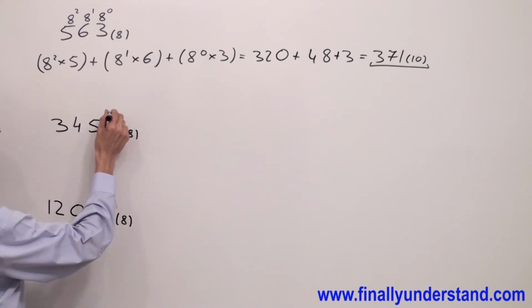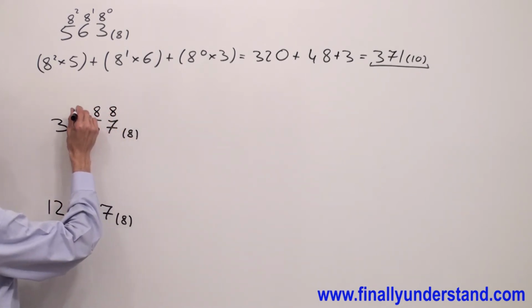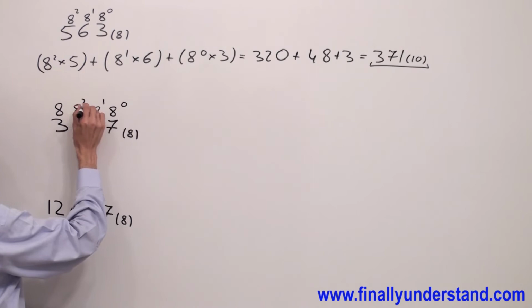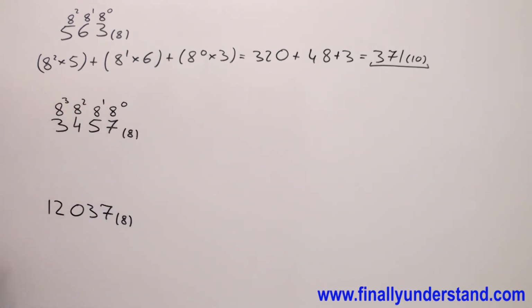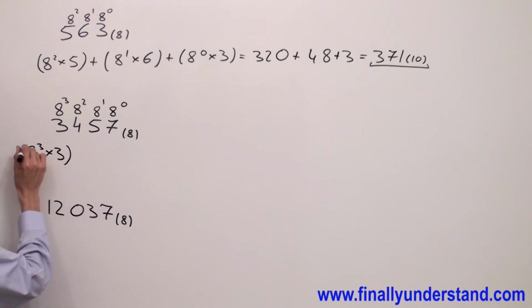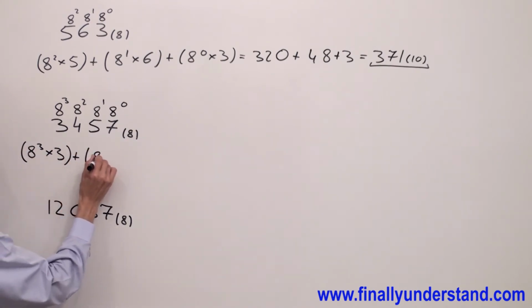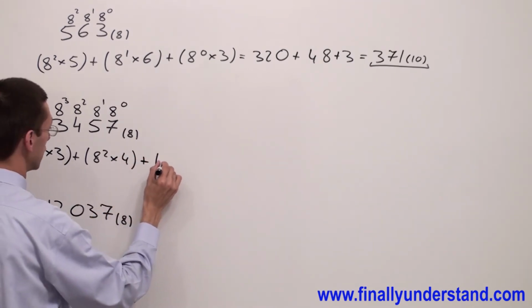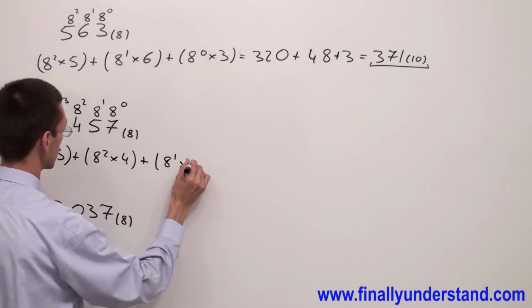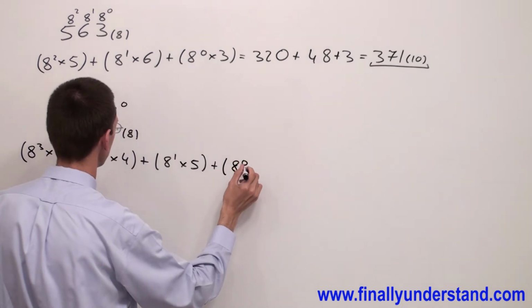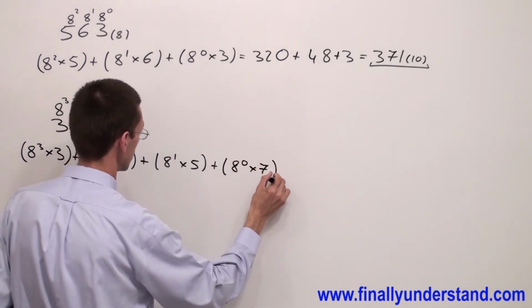Again, we are going to write the base over every single digit. And I have exponents 0, 1, 2, 3. Next, I'm supposed to perform the multiplication and addition. So I have 8 to the third times 3 plus 8 to the second times 4 plus 8 to the first times 5 plus 8 to 0 times 7.